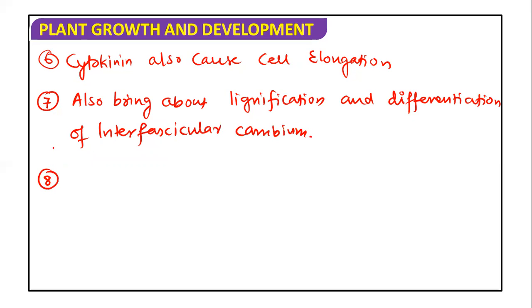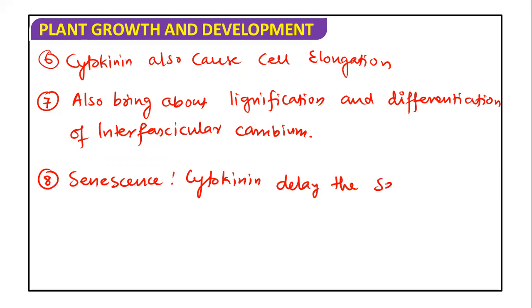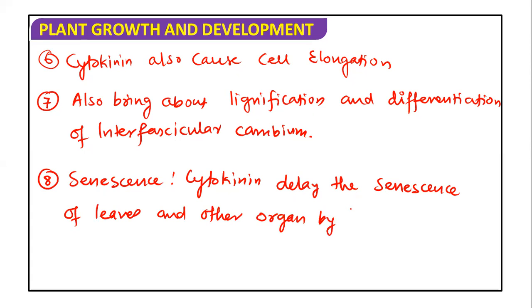Then eighth thing is senescence. Eighth point is senescence. And in this, it is known that cytokinin delays the senescence of leaves and other organs by mobilization of nutrients. So mobilization of nutrients can occur due to this, and the senescence, that is the end, the time period before the death, can be extended.